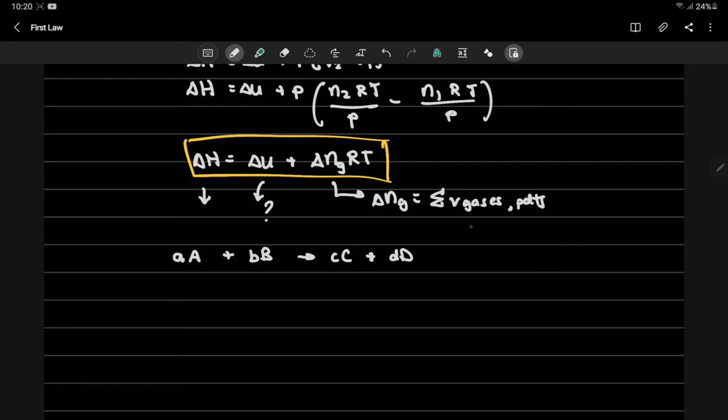Okay? Then, minus, take the sum of all the coefficients of the gases in the reactants. Now, back to my point here. We have here a hypothetical reaction. How do you get the enthalpy of this reaction? Or how do you get the enthalpy of reaction?